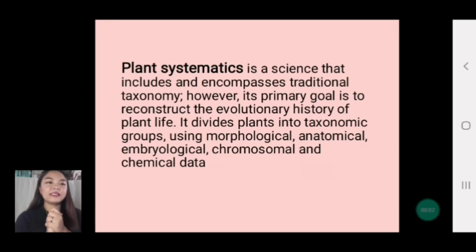Plant systematics is a science that includes and encompasses traditional taxonomy. However, its primary goal is to reconstruct the evolutionary history of plant life. It divides plants into taxonomic groups, using morphological, anatomical, embryological, chromosomal, and chemical data.